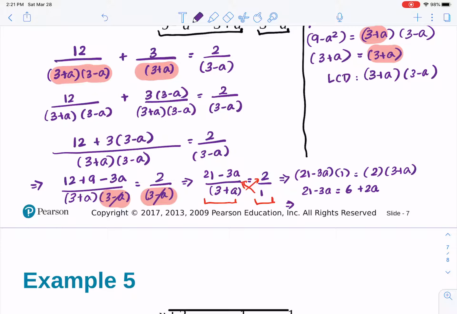Move the numbers to one side and, excuse me, the a terms to the other. 21 minus 6 would equal 2a plus 3a, which would imply 15 equals 5a, therefore a is 3.